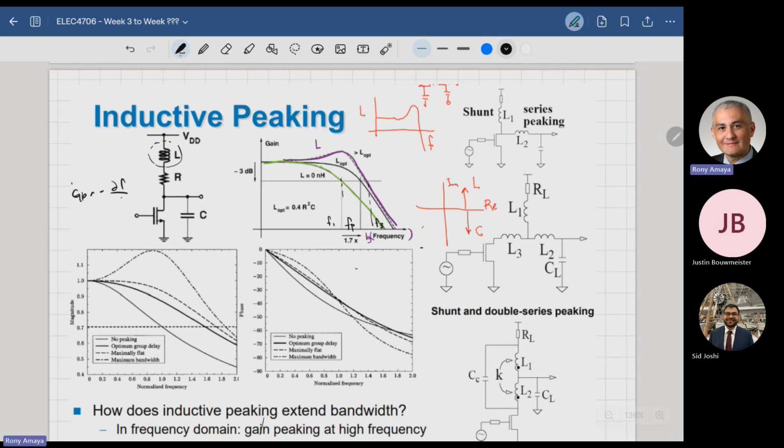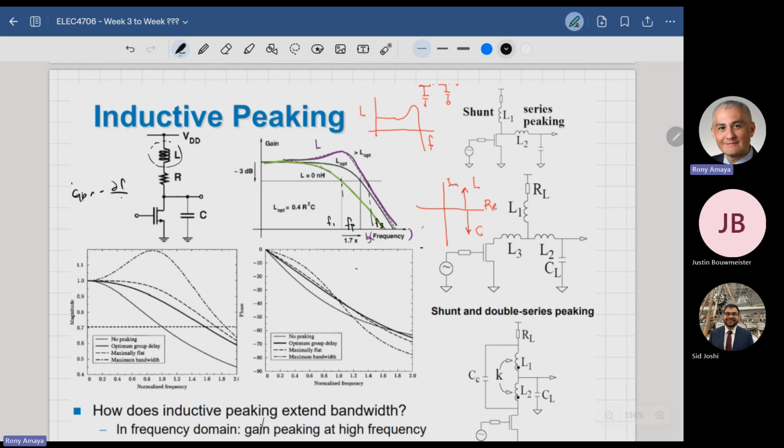Right? And now you look at the phase. See the phase with no peaking. So you see some phase variation. You see the phase with maximally flat and maximum bandwidth. Peaking all over. You want this to be a straight line, but the optimal group delay is actually that straight line, flat curve that you see.